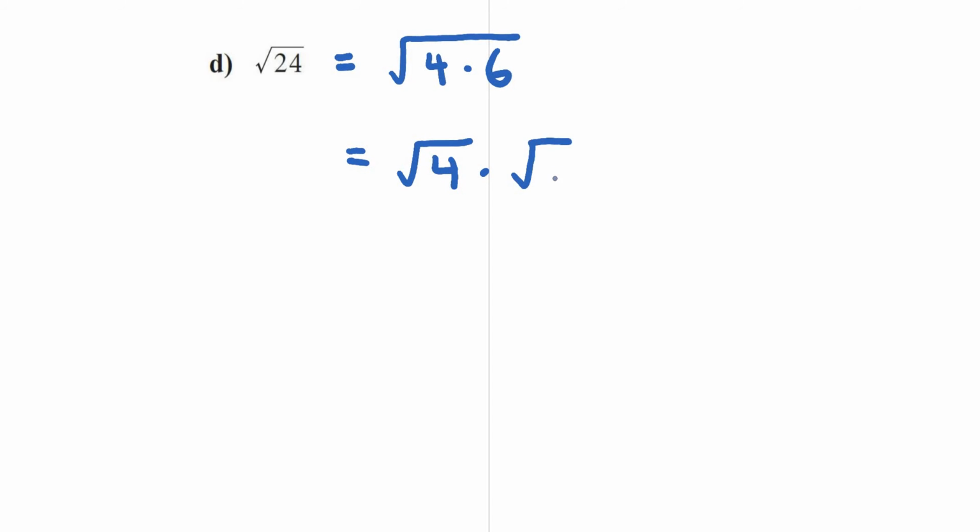For letter D here, square root of 24. So if you want to think of two numbers that multiply to 24, I'm thinking about maybe 4 times 6. So 4 times 6. And then you can break this down into two individual radicals. And then root 4 is going to be 2. And then the root 6 remains on the outside. So 2 root 6. All right, so that's method number 1.